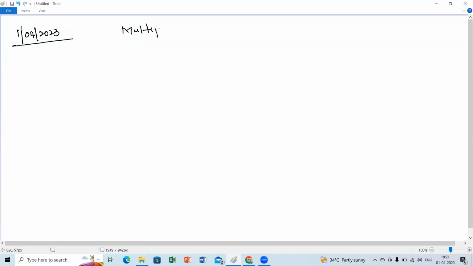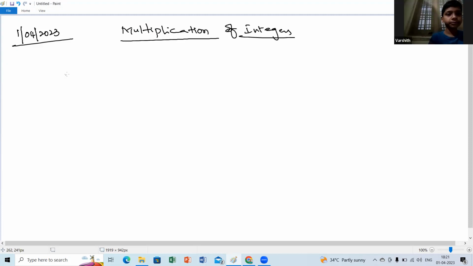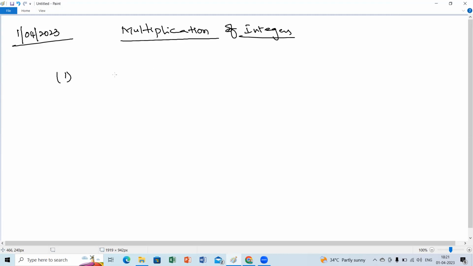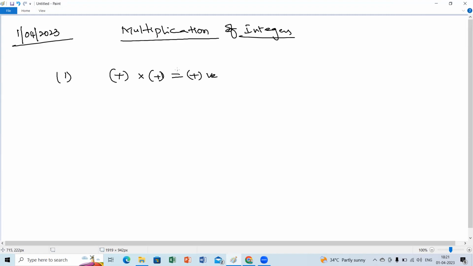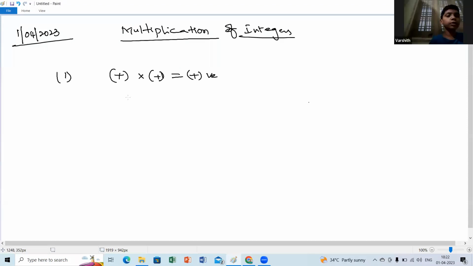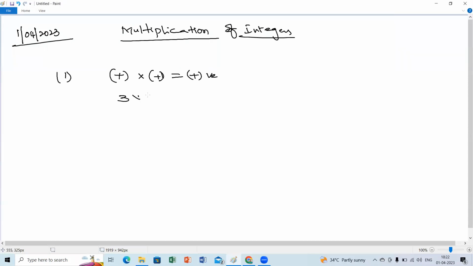Very important thing, Nana. Multiplication of integers. We have to follow a few steps. First, both are like signs. Suppose a positive number is multiplied with a positive number, the result is positive. For example, can you give an example, Varshit? Ma'am, 2 into 2 is equal to 4. Yes, 2 into 2 or 3 into 4, any positive numbers. 3 fours are 12. Very good.